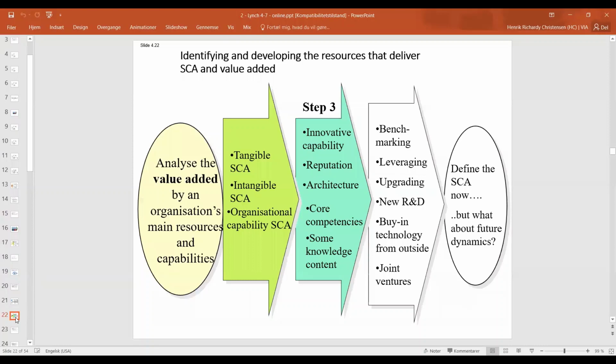Let's move on to this one. So then we have step 3, where we will start to look into how these resources can help us to get innovative capabilities, reputation, architecture, etc. So do not try to look for an exact connection between these resources and here, but simply understand that now we look into how the resources might end up helping us to create reputation. And where do we look at it?